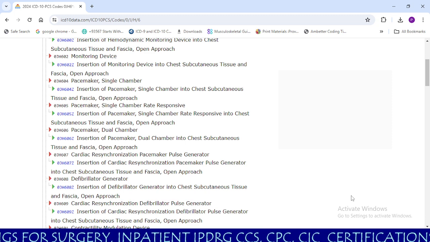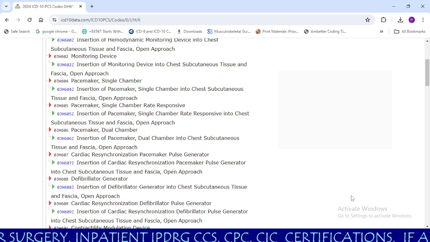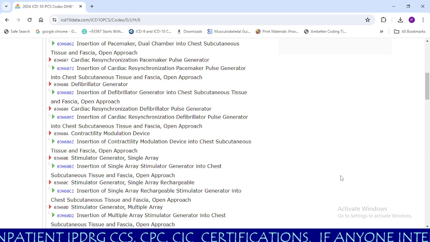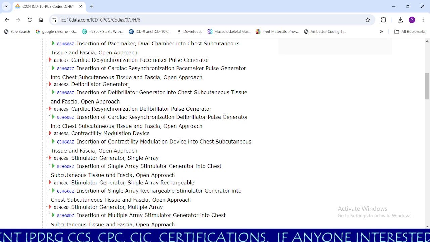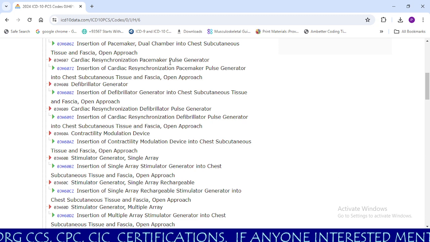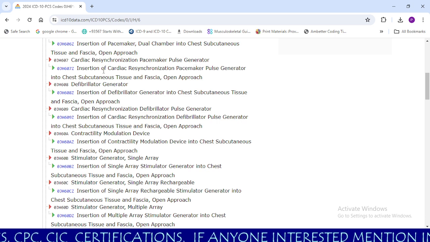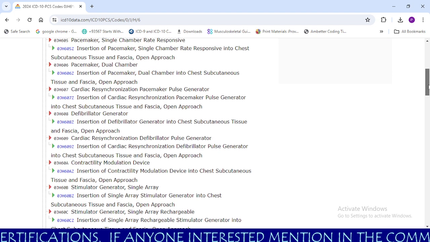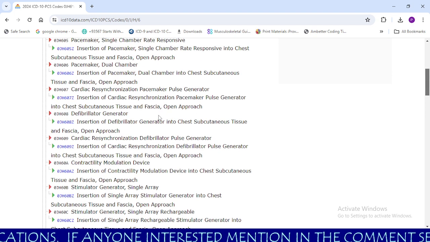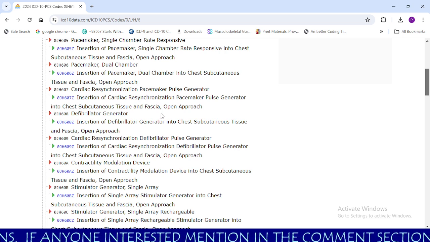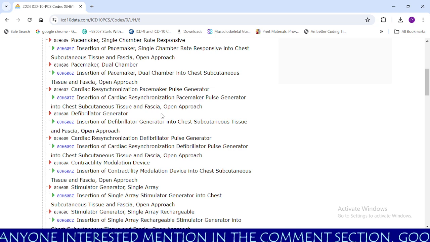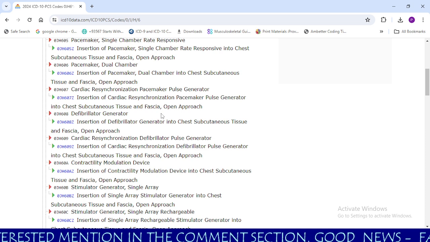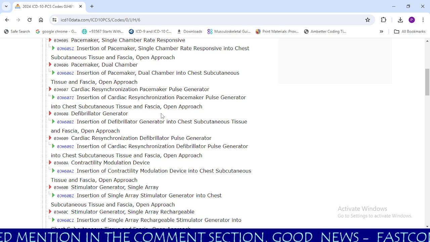Next, based on our documentation, the physician has inserted a cardiac resynchronization pacemaker. So here we need to select this one, insertion of cardiac resynchronization pacemaker pulse generator. As per our documentation, the physician has inserted the pacemaker pulse generator in the subcutaneous tissue of the chest area. So here we need to select 0JH6078 for insertion of pacemaker.